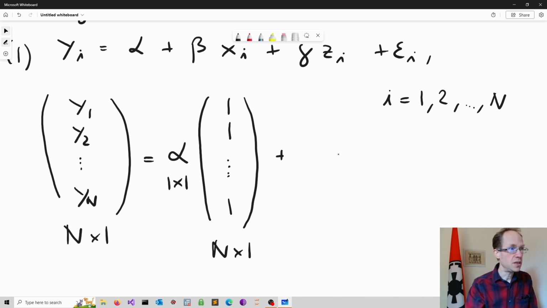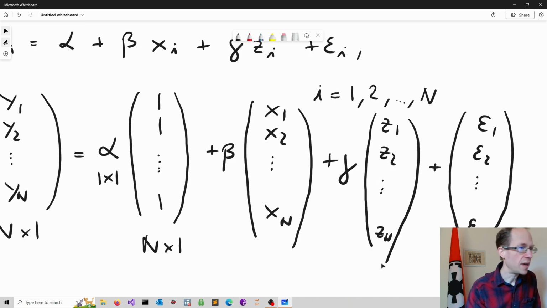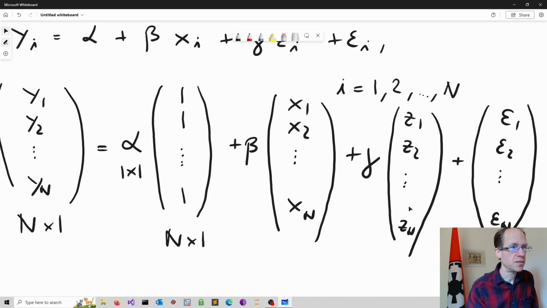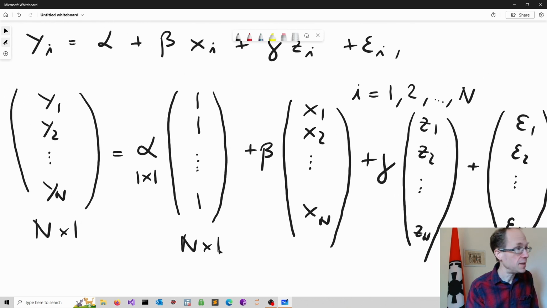And then we have beta. And here we have our first independent variable. And again, we can write this all up to xn. So I added the second independent variable as a column vector and then the column vector of the error term. So we are done. We now have a nice expression in one single line for these n equations.